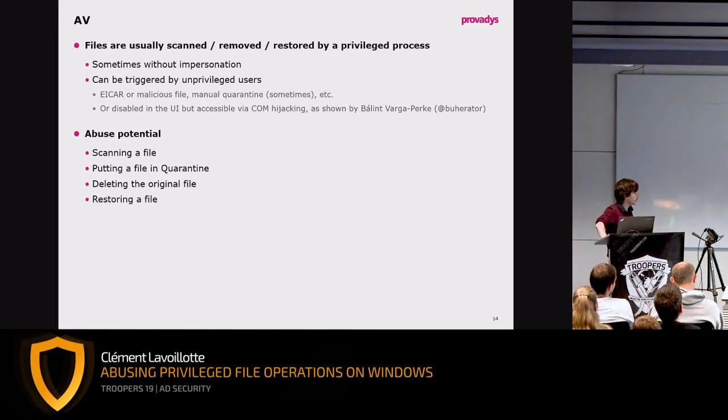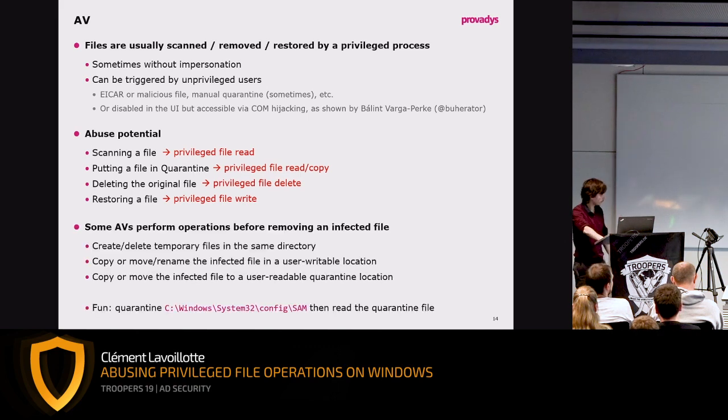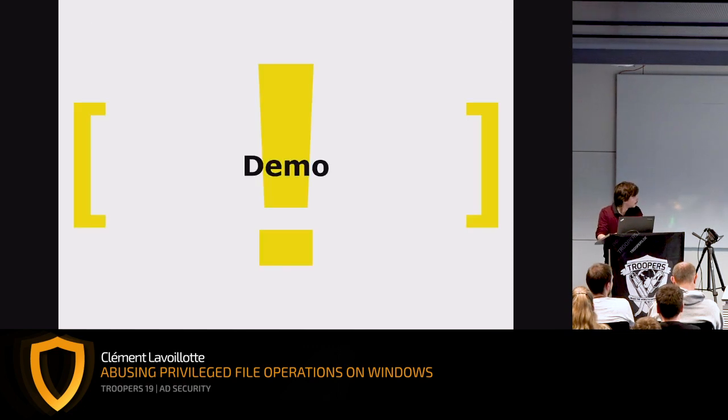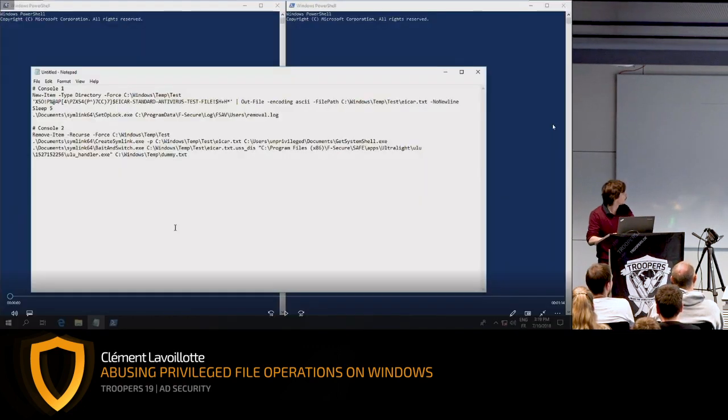These are typical operations that your AV will do. And there are as many potential roads to privilege escalation. And some AV will perform very interesting operations when they detect an infected file. So, for instance, they will create temporary copies of the file in the same folder, or try to rename the file, but still in the same folder, or stuff like that. And a little demo.